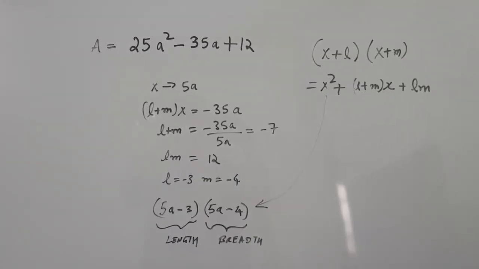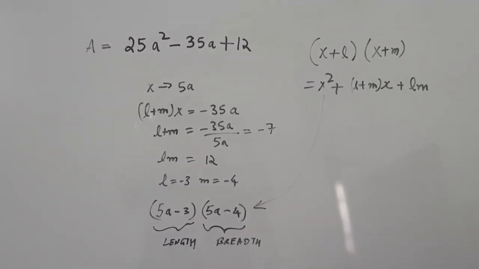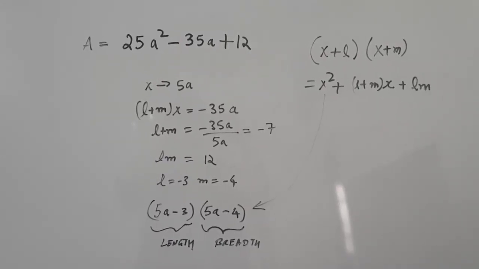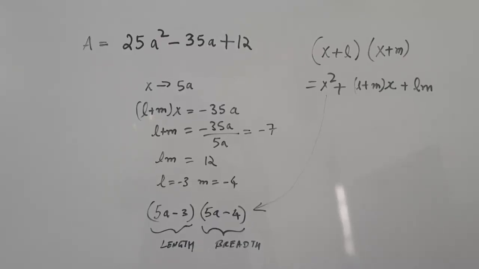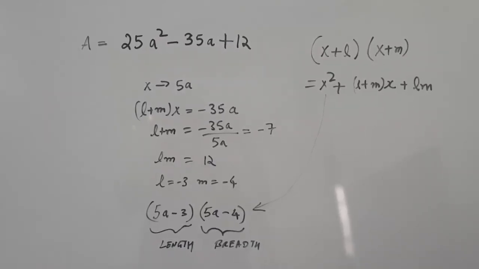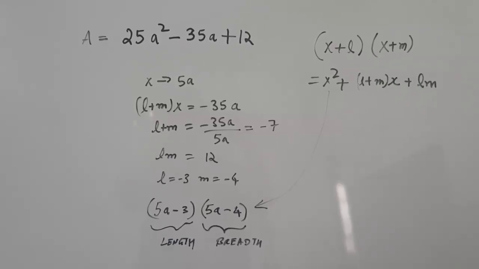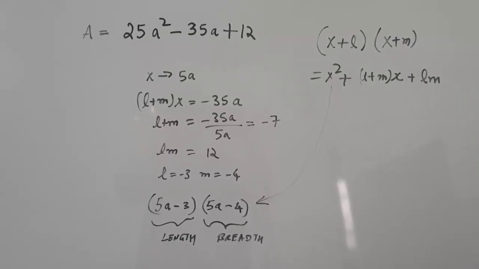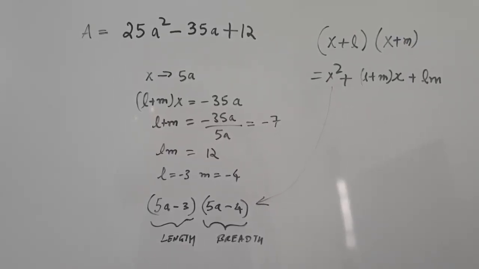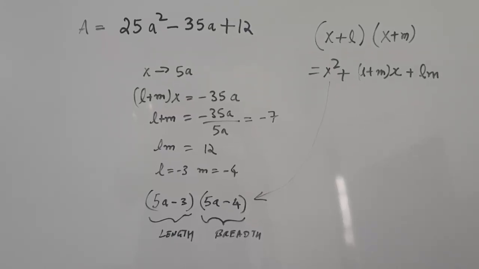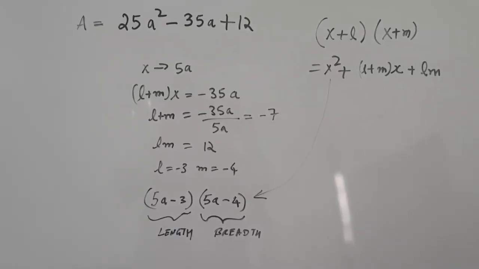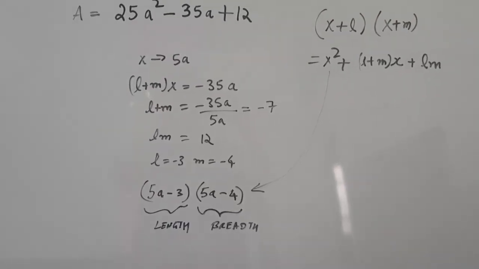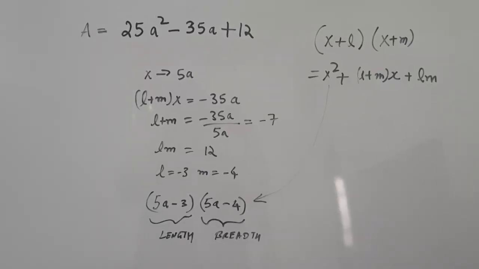Hi friends, we are given area is equal to 25a squared minus 35a plus 12. This looks like the form (x plus l) into (x plus m), which is equal to x squared plus (l plus m) into x plus lm, right? Here in place of x we have 5a, because 5a whole squared is 25a squared, and l plus m times x is equal to minus 35a by inspection. So l plus m is equal to minus 35a divided by x, which is 5a, which gives us minus 7. And also by inspection the lm product is equal to 12.